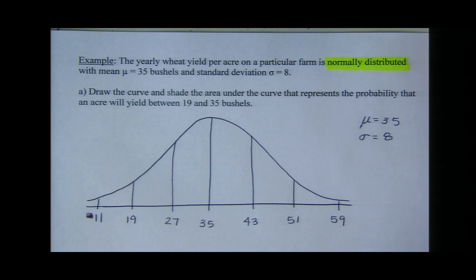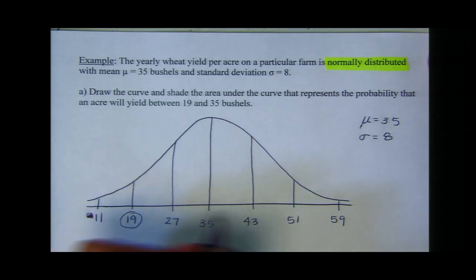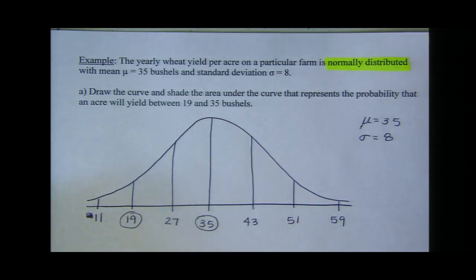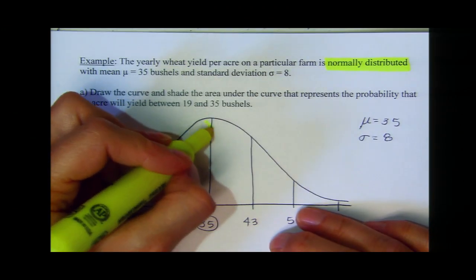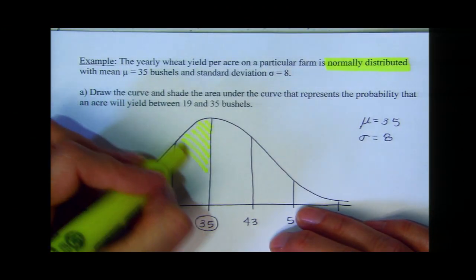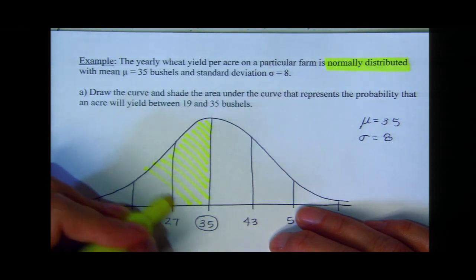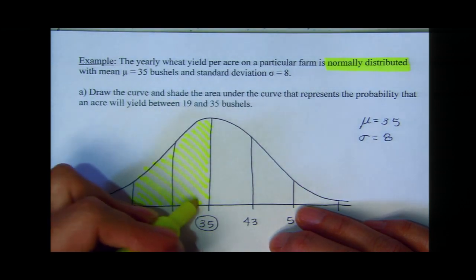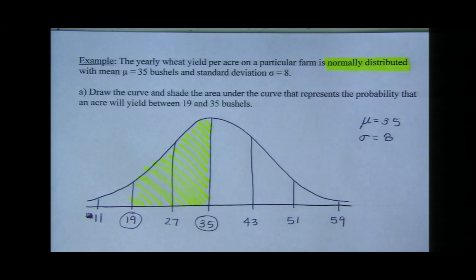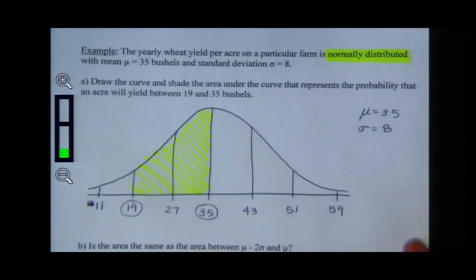And it wants us to shade the area between 19 and 35. So here's the 19, here's the 35, so it wants me to shade this area right here. All right, so that's part A.